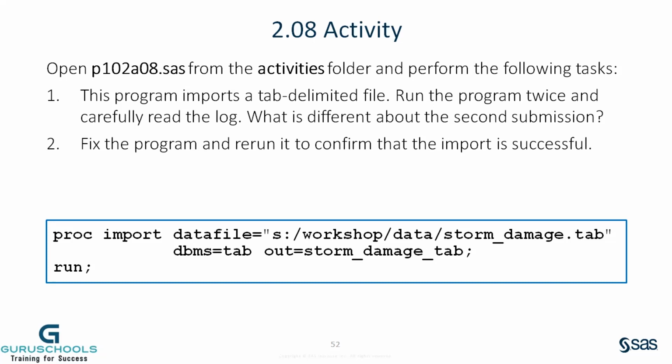Okay. So this program imports a tab delimited file. Run the program twice and carefully read the log. What is different about the second submission? Fix the program and rerun it to confirm the import was successful. Proc import datafile equals workshop. Okay, I will have to change that workshop to mine. Out equals storm damage tab. All I have to do is change the place, so the file should be the same.